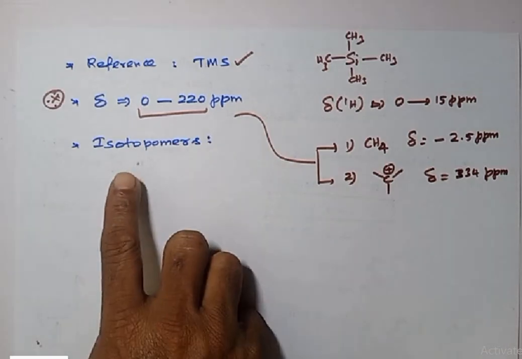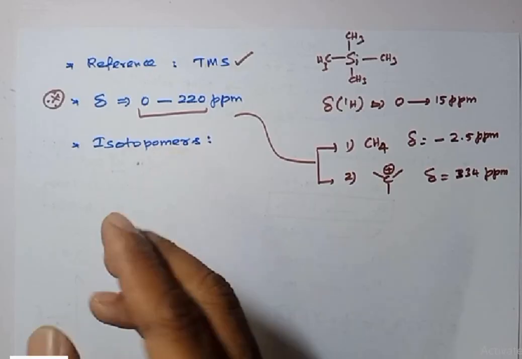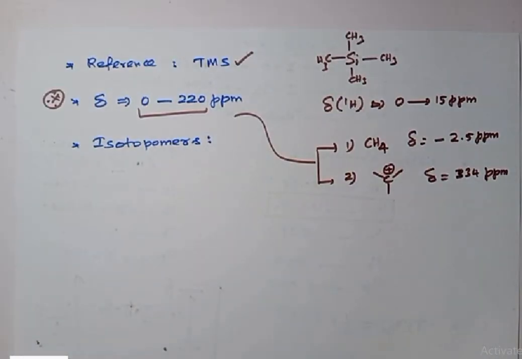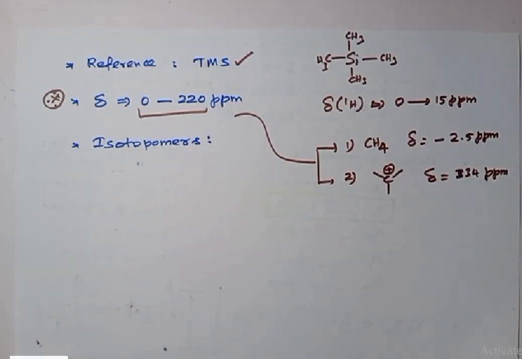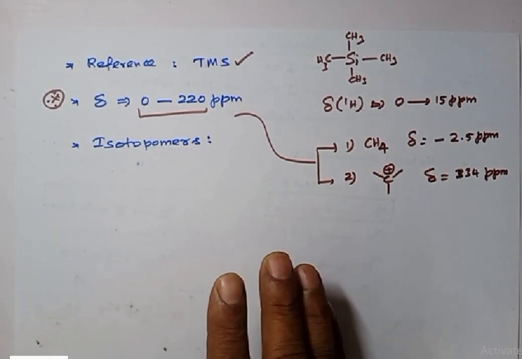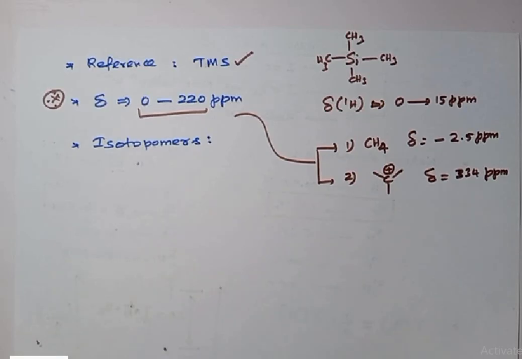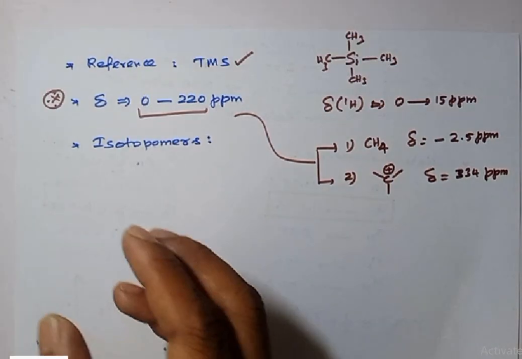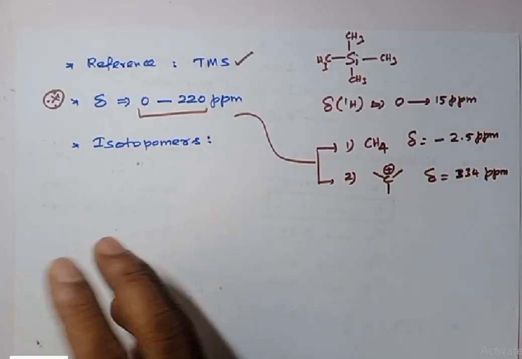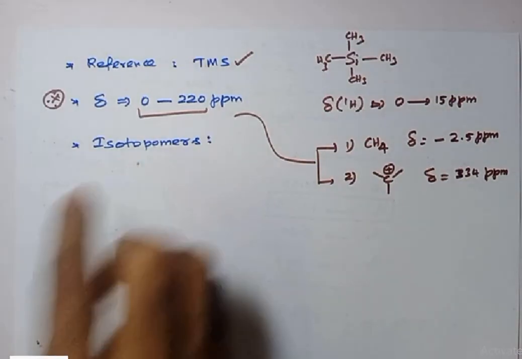The next point is isotopomers. What are isotopomers? Listen, 2 compounds have the same molecular formula, same structure, everything same, except their isotopes. One or more isotopes of one molecule may be different from the other molecule. Those molecules which differ by isotopes are called isotopomers.